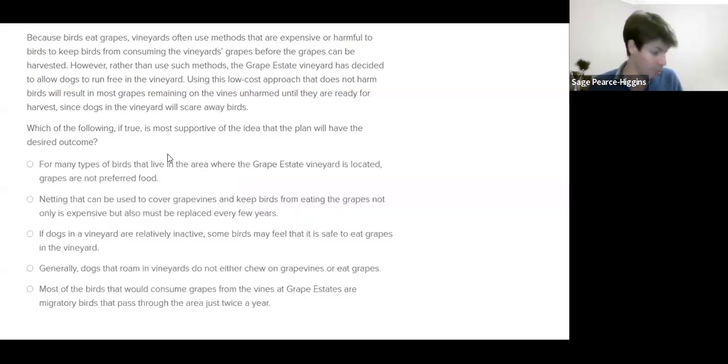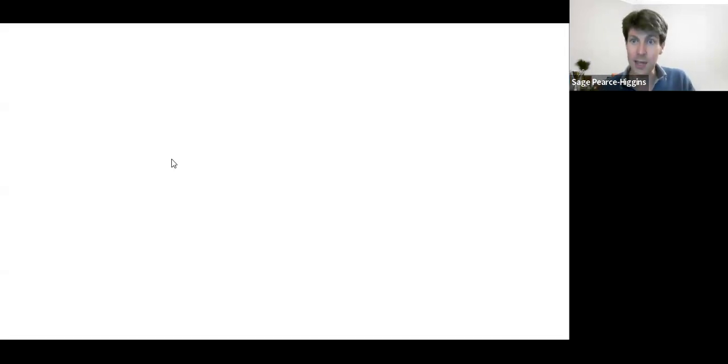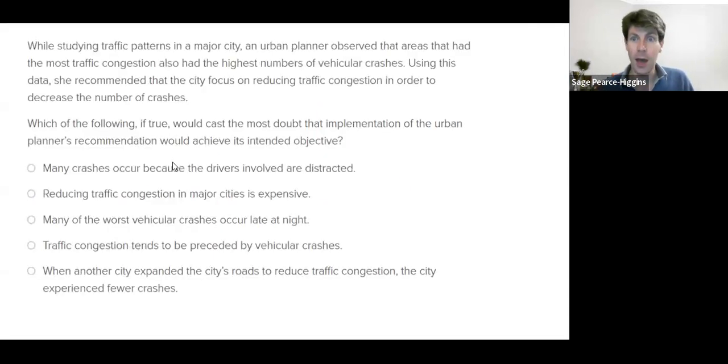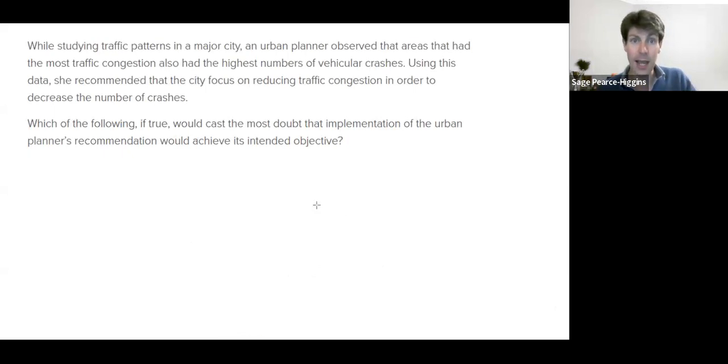So let's keep going. I've got at least one more problem I want to do with you, and I want to apply some of the same ideas and get a little bit more depth on some of this critical thinking. So again, I'm going to cover up the answer choices. I want maximum engagement with this plan we've got here.